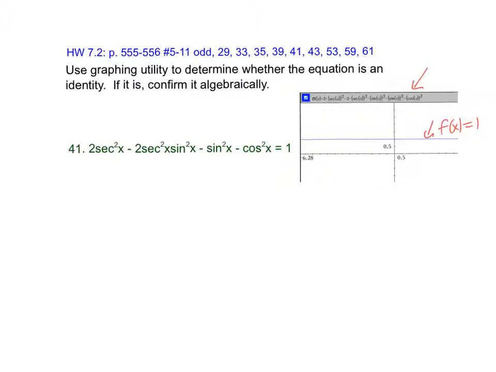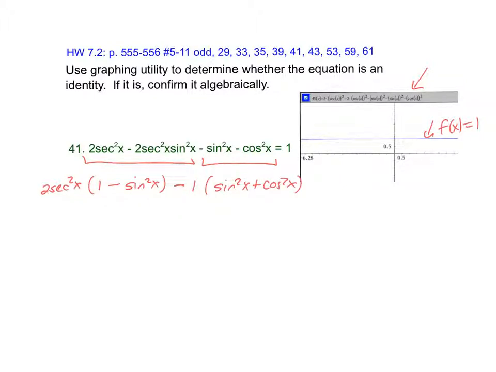So to do that, I have 4 terms, and I'm going to try a technique which would be to factor by grouping. So I'm going to take the greatest common factor out from the first 2 terms. That greatest common factor is 2 secant squared x. When I pull that out, that leaves me with 1 minus sine squared x. And the last 2 terms I can factor out a negative 1. So I have negative 1 times sine squared x plus cosine squared x.